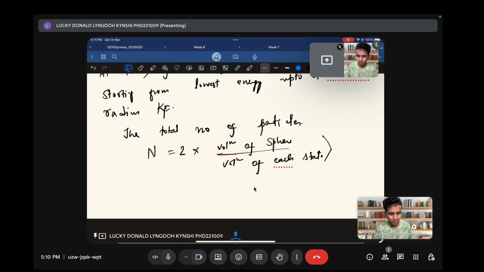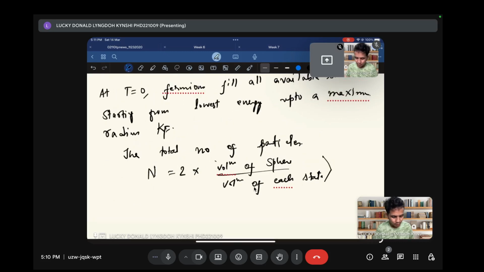Okay, so that is what I'm saying, that density of states is what you are getting from this. How many number of states are available? Once you know the number of states available, 2 is the degeneracy. That means you can fill 2 particles in each state. So that's why you get the total number of particles. The idea is to first find how many states are available, then multiply it with 2, and you will get the number of particles.